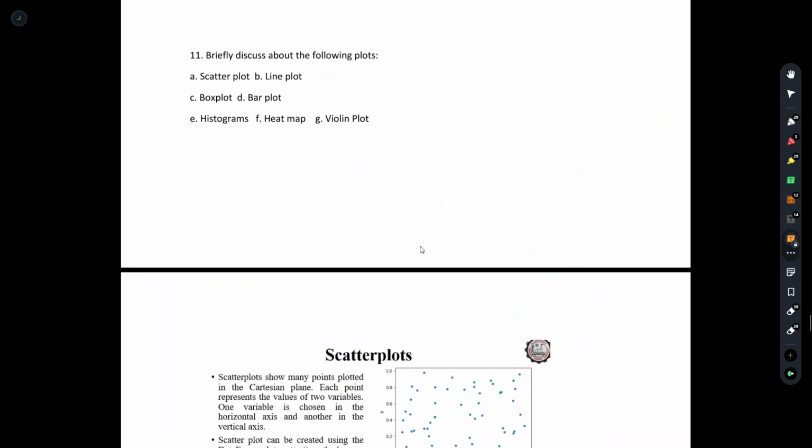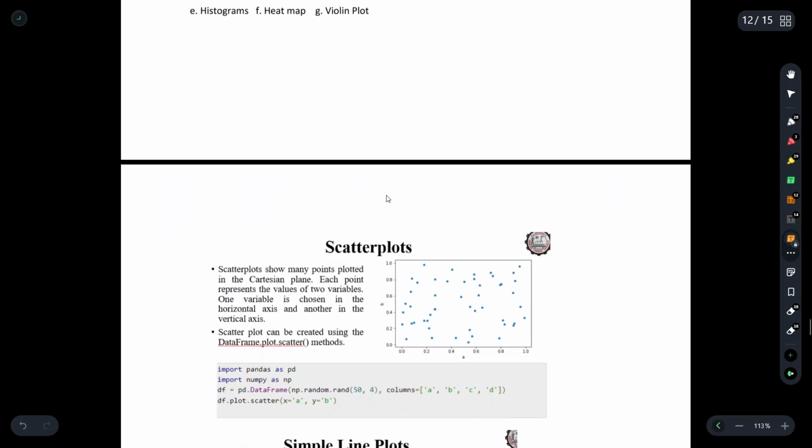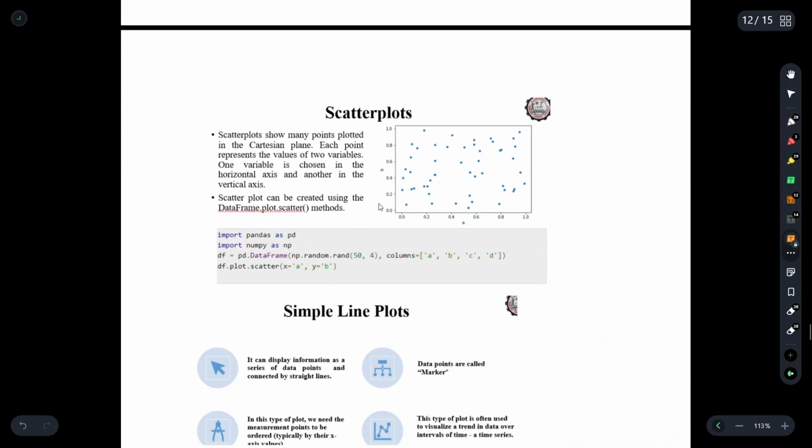So briefly discuss the following plots. We came to the final concepts, that is, discussing these graph statements. Scatter plot. What is meant by a scatter plot? A scatter plot has an x-axis and a y-axis, and in a Cartesian plane, if we put some data points, that is known as a scatter plot.